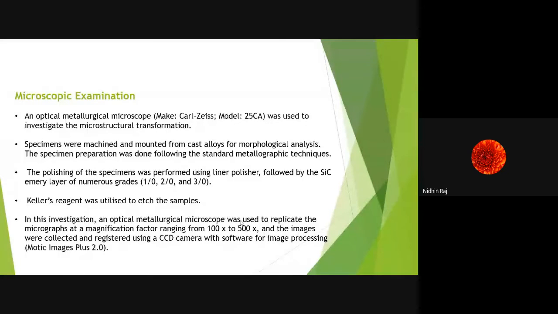The polishing of the specimens was carried out using a linear polisher followed by silicon carbide emery paper of numerous grades. Keller's reagent was used as the etching agent, and in this study an optical metallurgical microscope was used to capture the micrographs at a magnification ranging from 100 to 500x, and the images were collected and registered using a CCD camera with image processing software, Motic Images Plus 2.0. So these are the specifications of the microscope that was used.